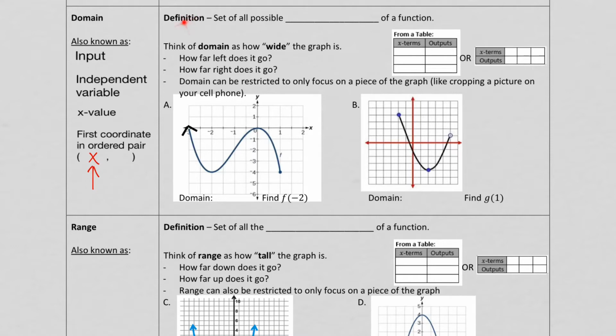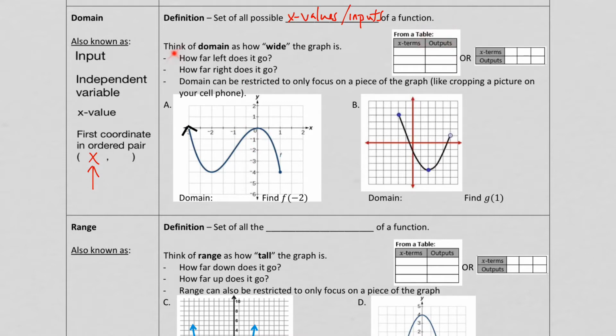Now in terms of the definition, the domain represents the set of all possible x values, or you might just say inputs of a function. The goal for today's notes is going to be able to describe the domain from a graph and also from a table.